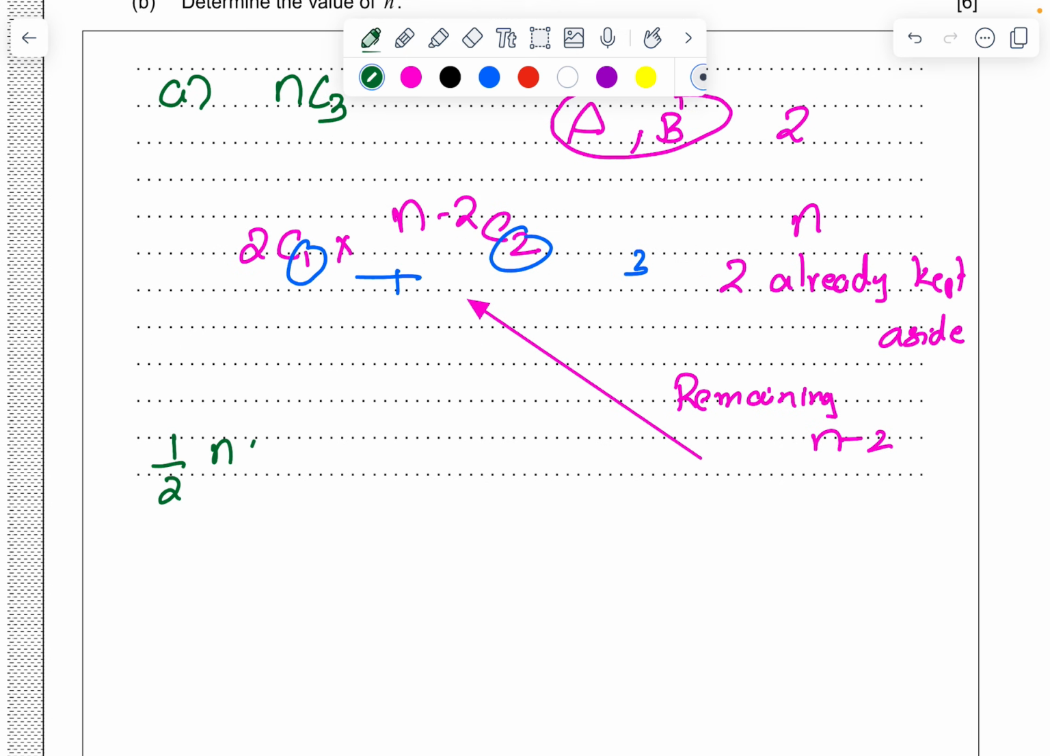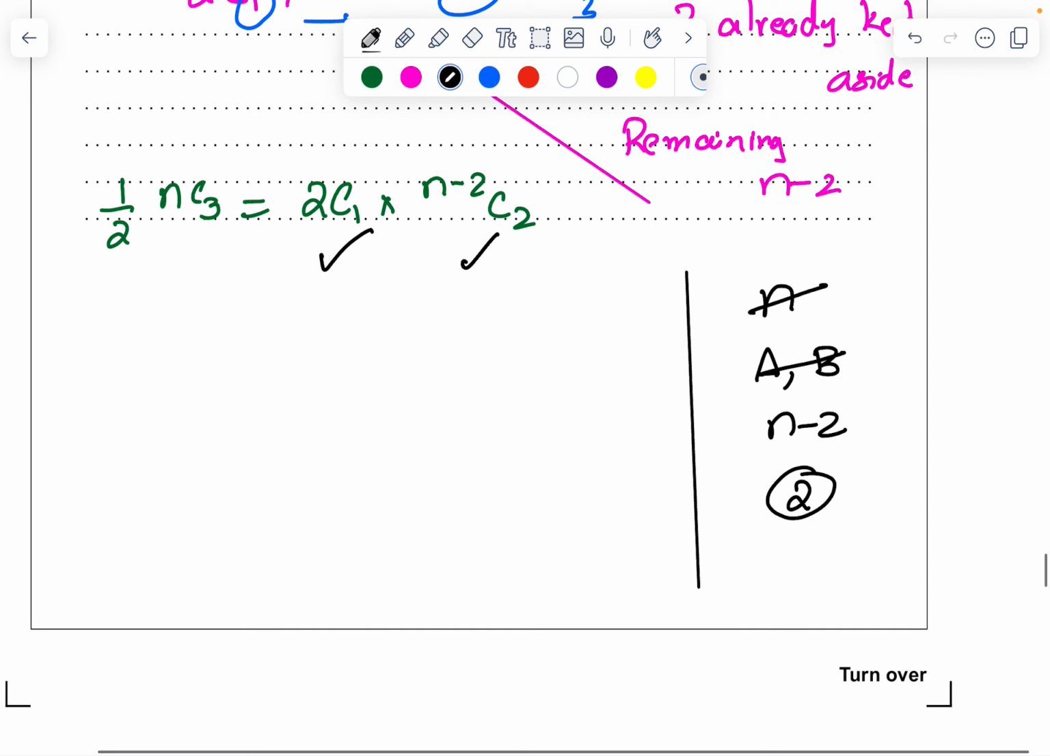Starting once again, there were how many students in the beginning? N students were there. A and B were the problematic ones. So I chose 2C1. Remaining out of n, n minus 2 will be left over. And two more students have to be selected, so n minus 2 C2. So totally there will be 3 students. Now I have to find the value of n from here.